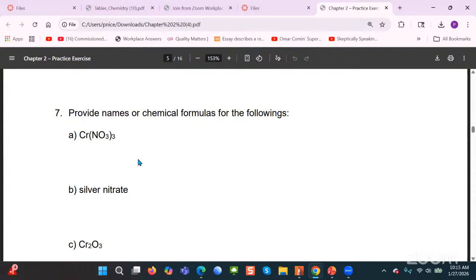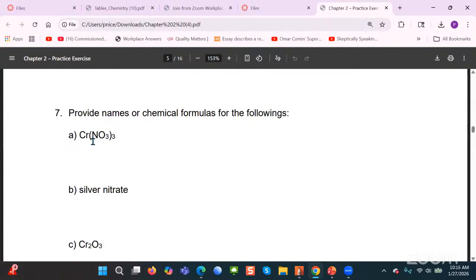As you all know, or should know, ionic compounds are made up of ions, and ions have charges. Based on the charges, you can determine what the formula for the compound is. If you know what the ions are, or if you know the name of the compound, then you can determine the formula. And that's what this question is asking you to do. It says to provide the names or chemical formulas for the following. In this case, they gave you the formula and they're asking for the name.